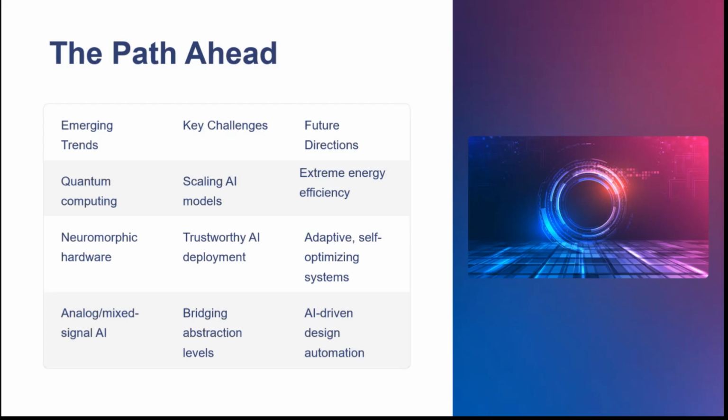Here are the three emerging areas concerned. One is quantum computing. The second area is neuromorphic hardware. The last one is mixed signal AI. Here we will face some key challenges. The scaling of AI models and trusted AI deployment process. The third one is bridging abstraction levels. So the current research direction is based on extreme energy efficiency and adaptive self-optimizing systems, then AI-driven design automation. These are the current future directions in low power verification based on AI technology.